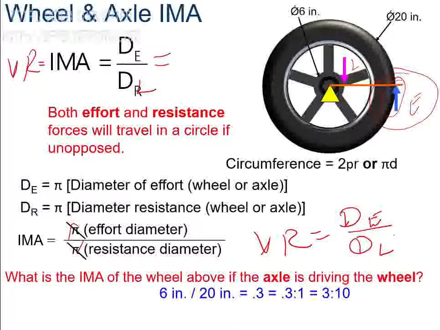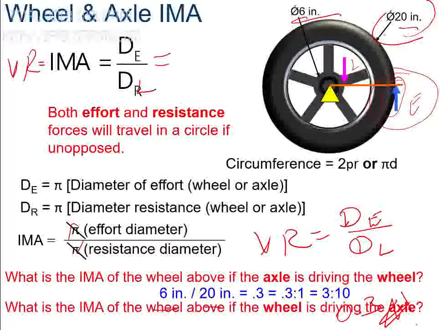What is the ideal mechanical advantage of the wheel and axle given above? Let us see that. The load is 6 inch, the diameter of the axle, and the diameter of the tire is 20. Therefore, 6 over 20. Finally, you get 0.3. 0.3 is the ideal mechanical advantage.